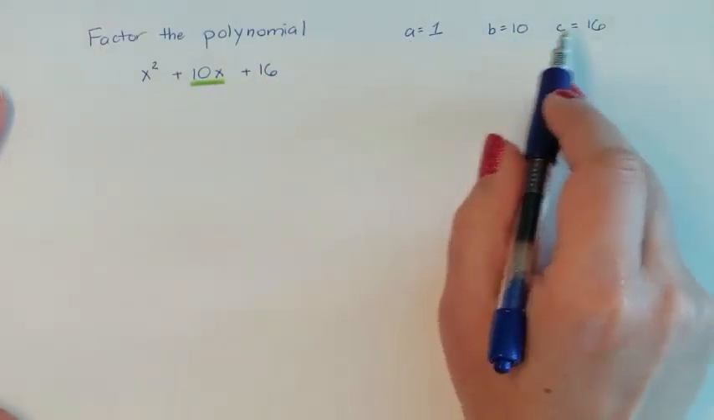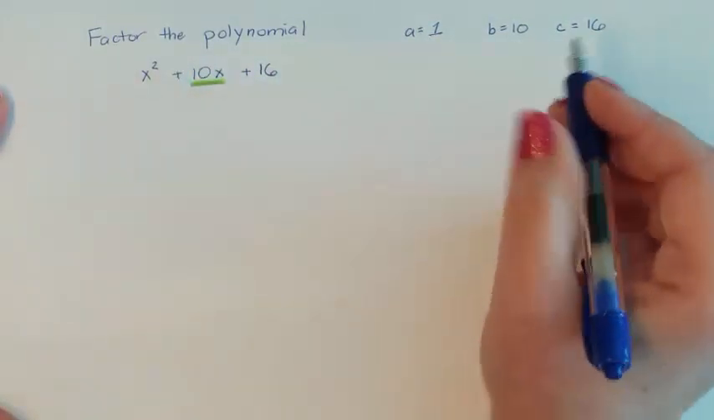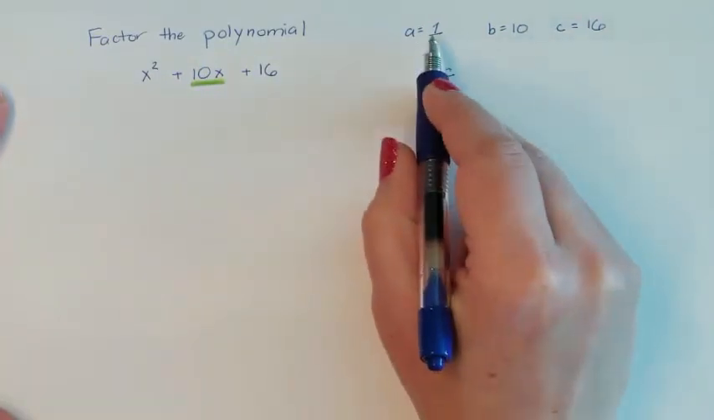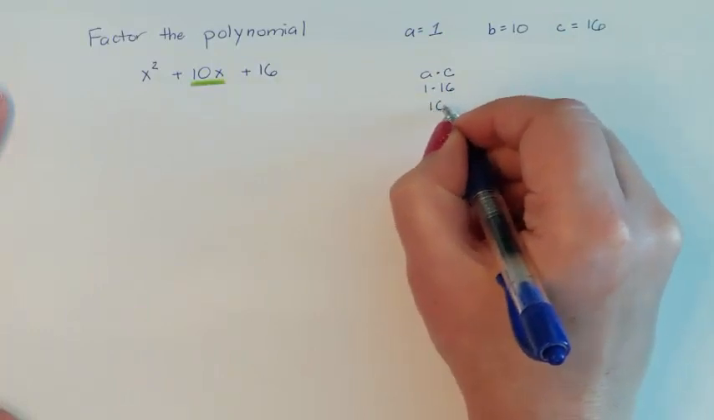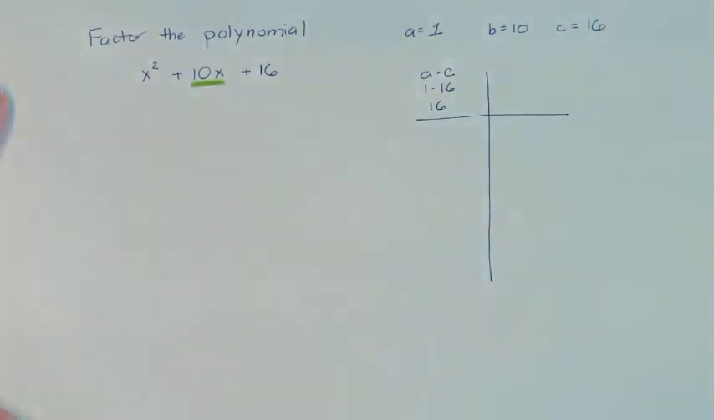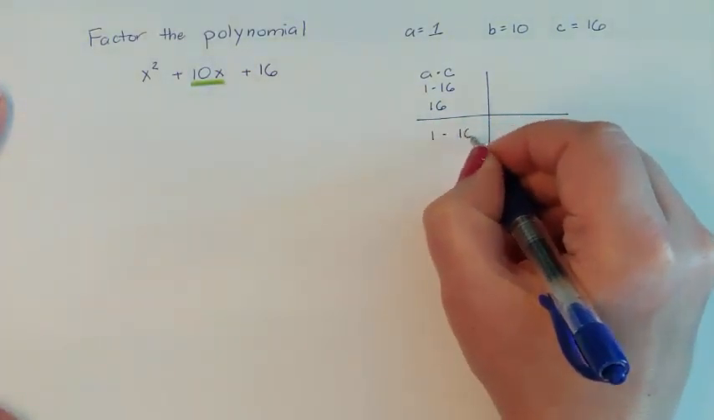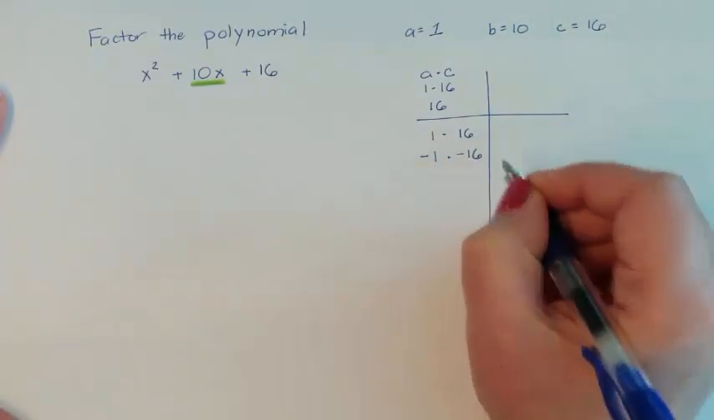We are going to use these 3 terms to mathematically figure out how to rewrite 10x. So I am telling you that you need something that is A times C. A times C is 1 times 16. 1 times 16 is 16. So I need to come up with all the ways that multiply to give me 16. Well, I know 1 times 16 is going to give me 16. A negative 1 times a negative 16 would give me 16.